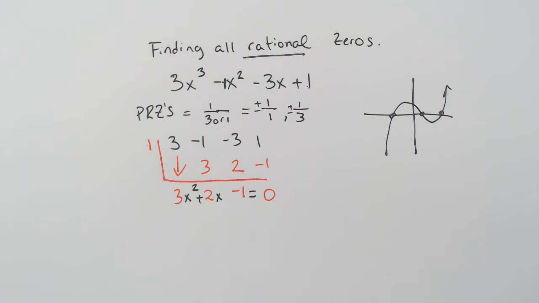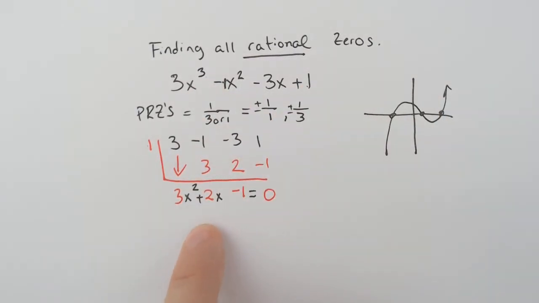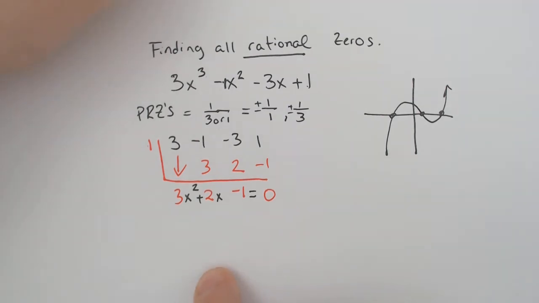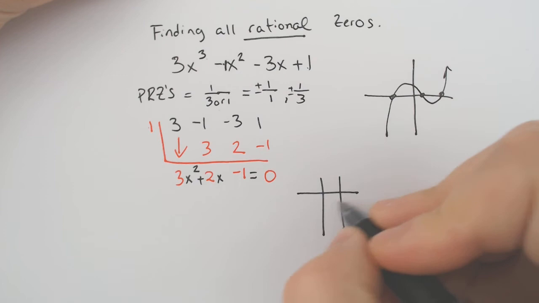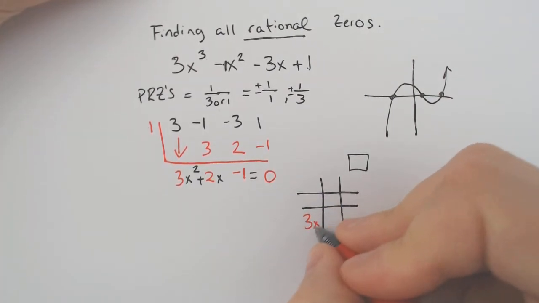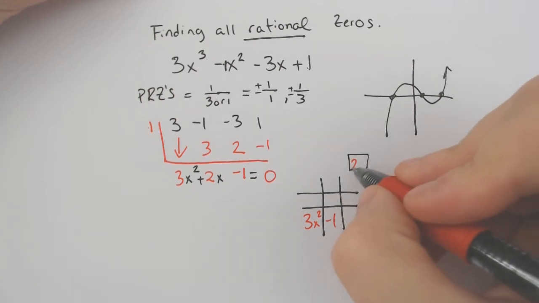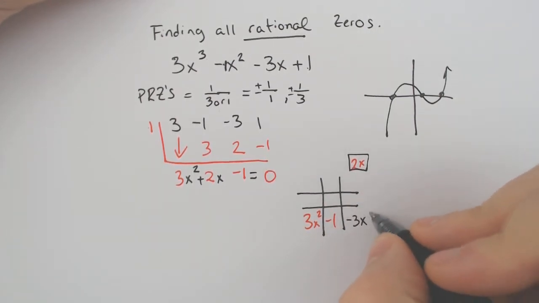Your whole idea is to get something from an x to the third down to an x squared so that you can factor it. And you may have all sorts of different factoring techniques. I like the tic-tac-toe method, which is the factor box method. You put your first term here, you put your last term there, middle term in the box. You multiply 3 and -1, you get -3x squared.